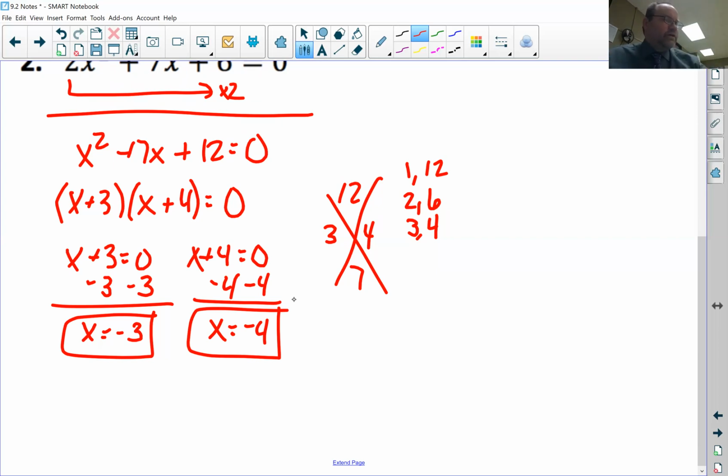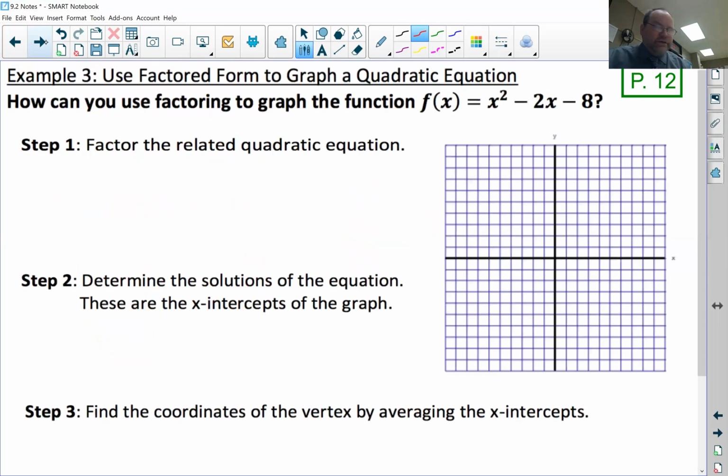Right, one other application for factoring is graphing by factoring. So we have f of x equals x squared minus 2x minus 8. To graph this using factoring, what I'm going to start with is x squared minus 2x minus 8 equals 0. I'm going to solve that related equation.